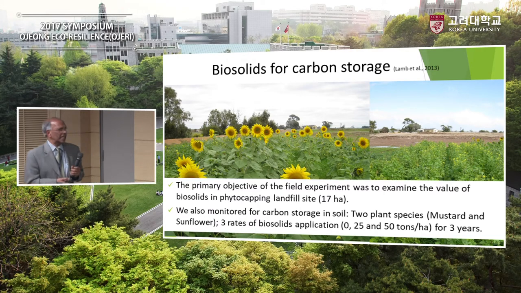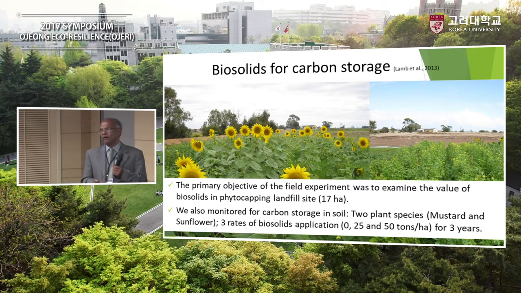So the primary objective of this field experiment was to examine the value of the biosolid in phytocapping the landfill site. The city council gave us that landfill site. The landfill site has been closed, but they wanted that to be converted into a biopark. So they gave that to the university. So we were trying to look at a biopark. We also monitored the carbon storage in the soil. We used two plant species, mustard and sunflower, and three rates of biosolid application: 0, 25, and 50 tons per hectare.